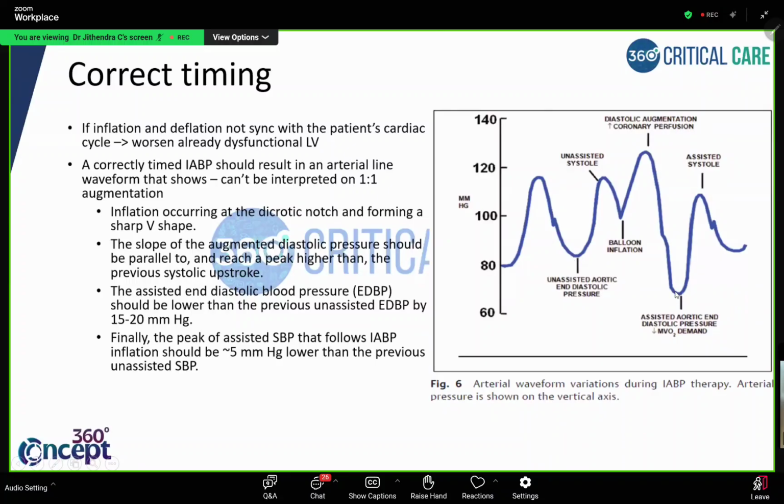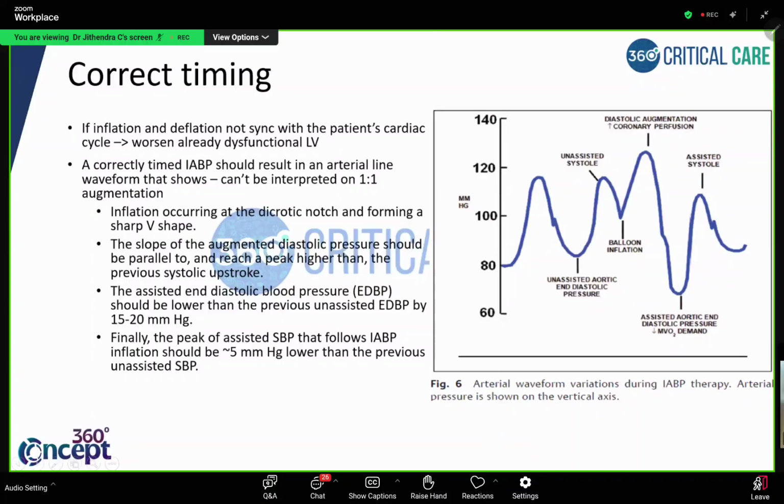So this is the assisted end diastolic pressure. This is the unassisted end diastolic pressure. You will also have seen in your arterial waveform that the arterial pressure before IABP and after IABP, the diastolic pressure is significantly low. You would be thinking, is it some sepsis or vasodilatation? That is not the answer.